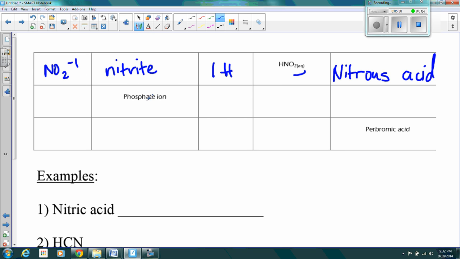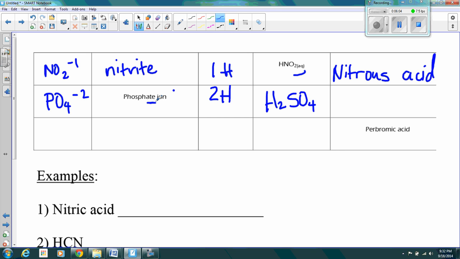Okay, now let's try this one. So I have phosphate, it ends in ate. I look up phosphate and I can find it on my cation anion sheet that it's PO4 minus 2. Because I have a negative 2 charge, that means that I am going to have 2 hydrogen. And how do I write 2 hydrogen? I write H2 and then add my anion, PO4.